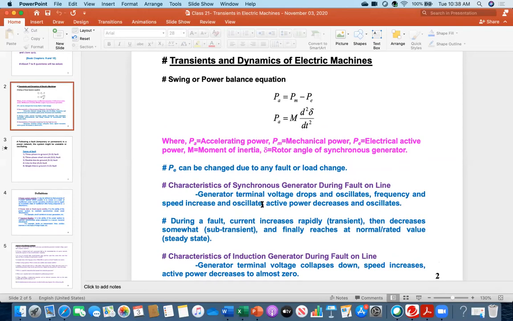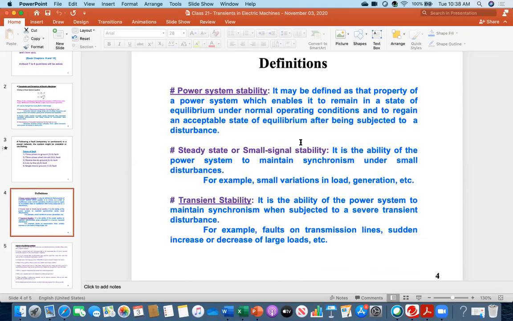Now, if you read chapter 10 or you listen to someone's lecture about this topic, sometimes the speaker might use specific terminology like power system stability. And then they might use the words small signal stability or steady state stability, and then transient stability. You might see that these three keywords are frequently used by speakers or in the book. So what does that mean?